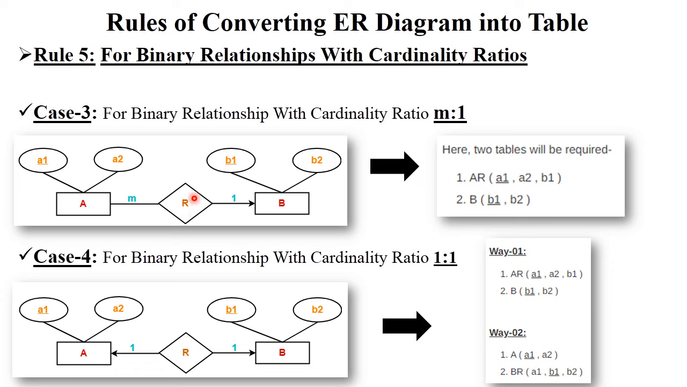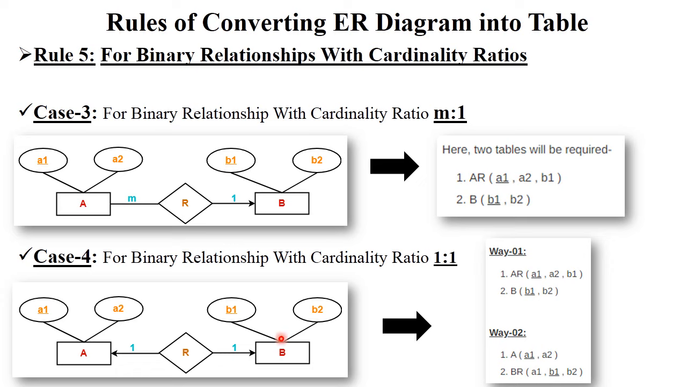So how to convert this diagram into tables? When many to one relationship is there, it requires two tables. Where many is there from A to R, the A entity to relation R, so AR is one table and B is another table. AR requires three attributes: A1, A2, and the relationship with B, that is the primary key of B, B1. So A1, A2 and B1, and the B table also has two attributes, B1 and B2. Similarly, in the case of a 1:1 relationship.